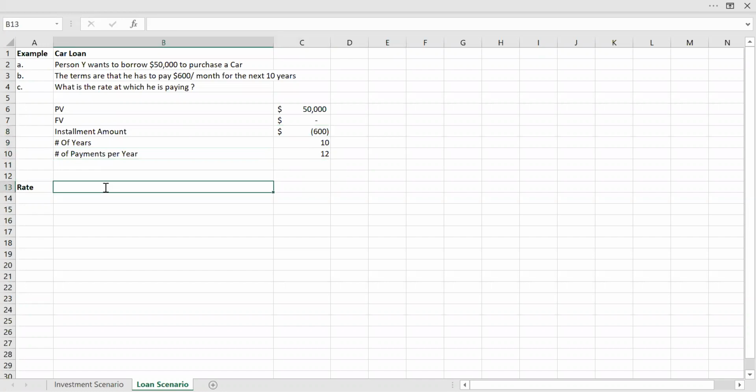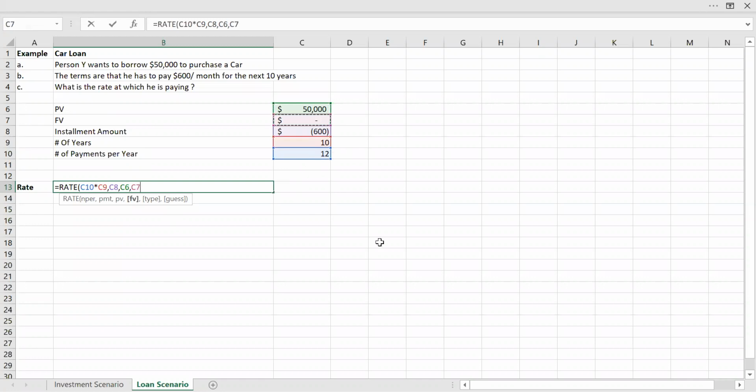Okay. So now let's use a rate function here, rate. And again, N per is number of payments per year multiplied by the period. So it's 10 years. So 12 times 10 and the payment. This is the monthly payment which he is going to make, and present value. He's getting a loan of $50,000. So this is the present value. And after 10 years, his loan will be zero.